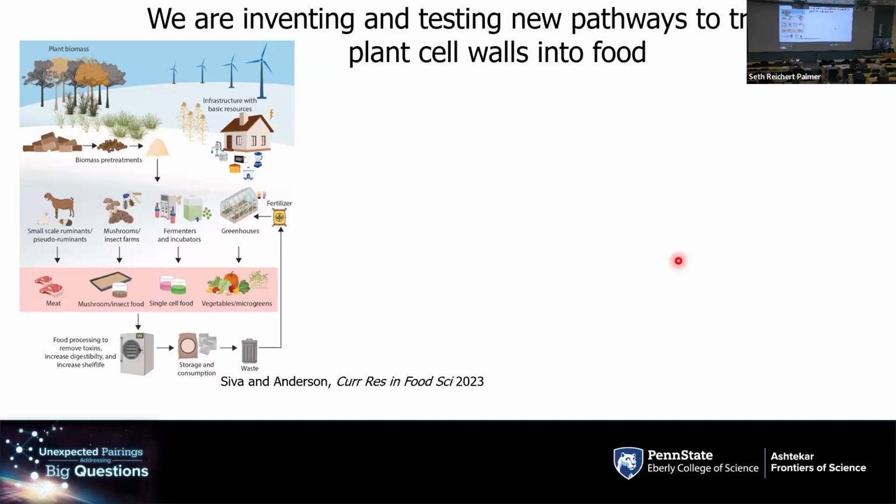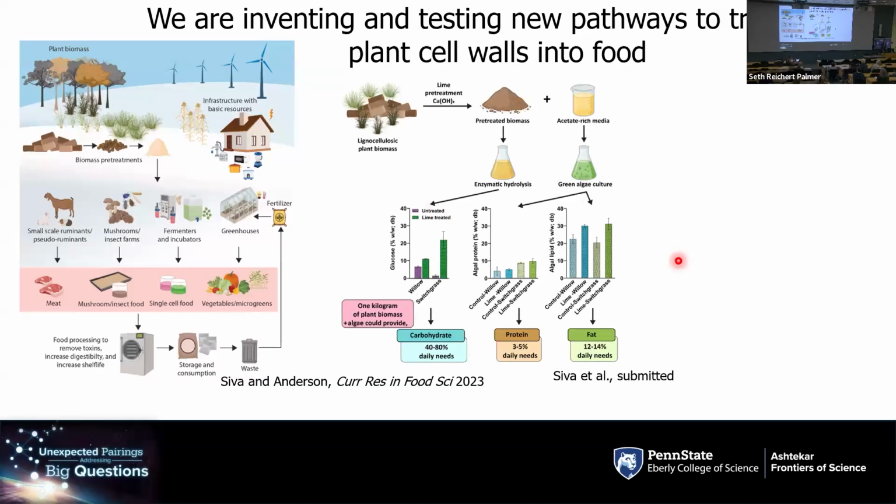So one of the projects that we're working on in my lab, and this is a project that was spearheaded by Niroshan Siva, an assistant research professor who's sitting in the back row, so you can ask him all the tough questions about this project, we're trying to understand how we might be able to convert lignocellulosic biomass into edible food and do this in a way that will provide nutrition to people under conditions where conventional agriculture might not be possible.